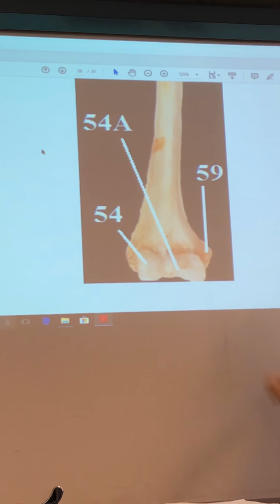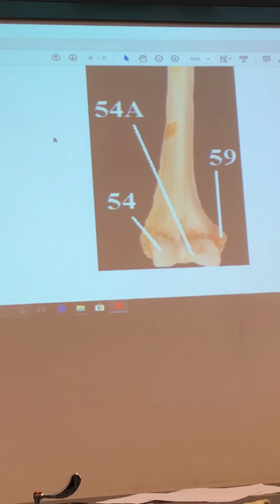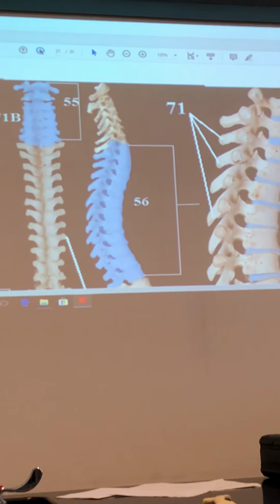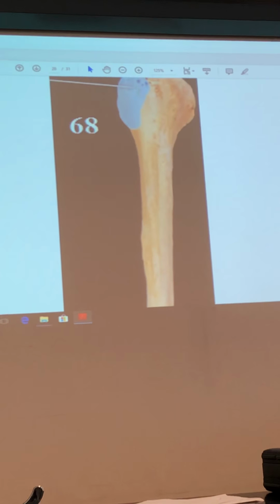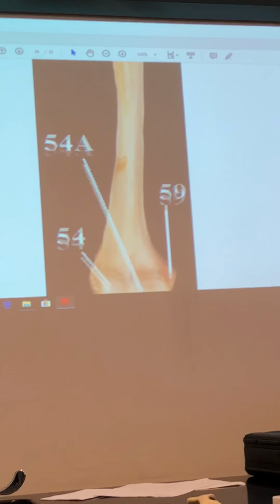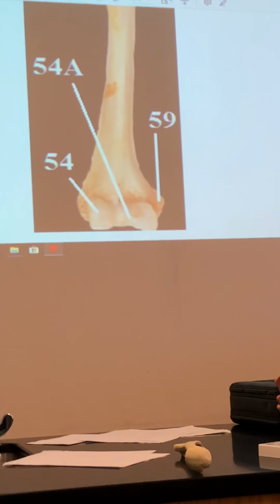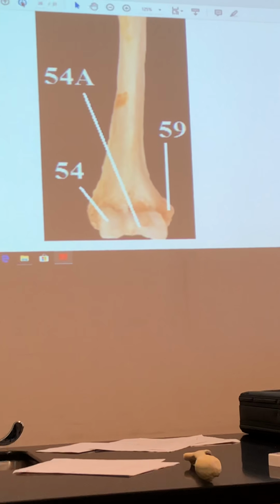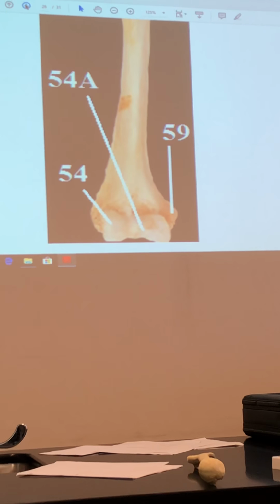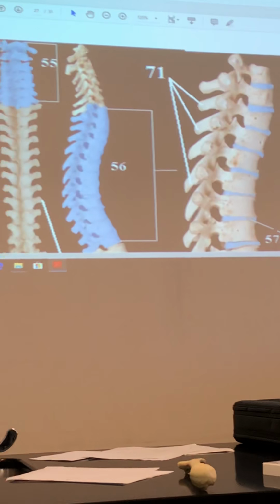Coracoid. Or coronoid, sorry, 54. 54A is the trochlea of the humerus. The coronoid process, right? Not coracoid, of the ulna. On the ulna, bottom? Coronoid process. Yep, I'll get that in a minute.